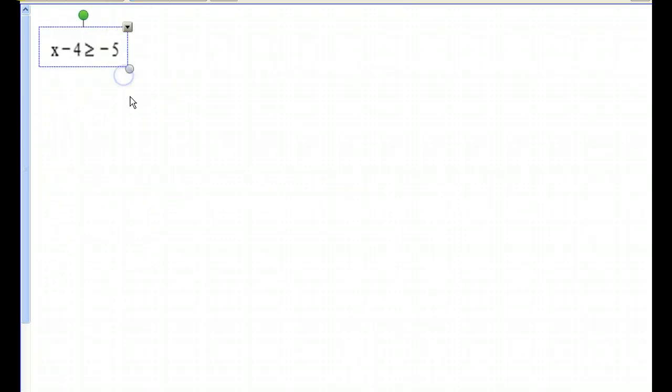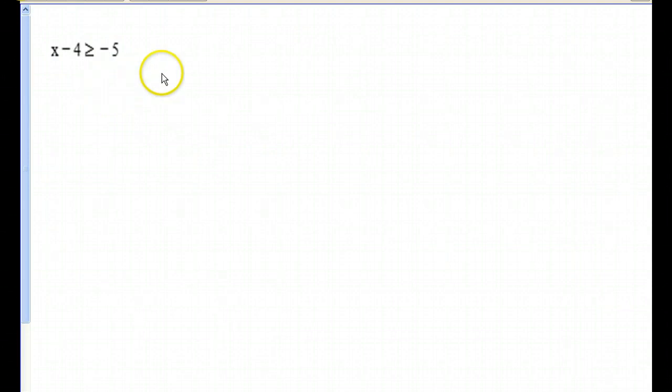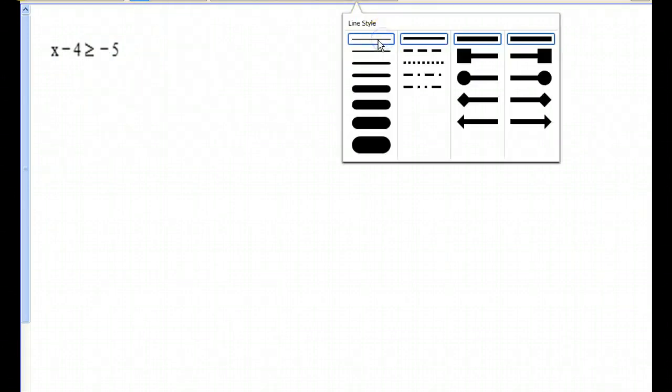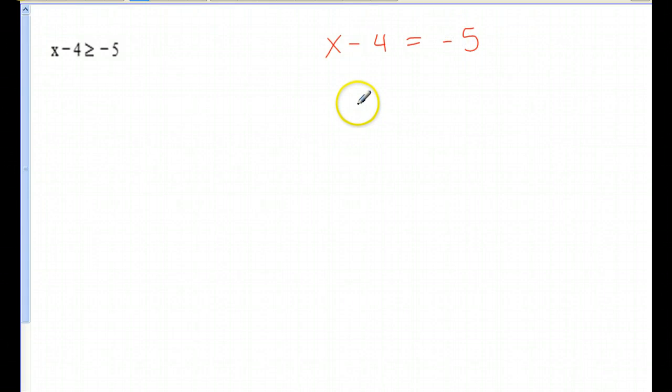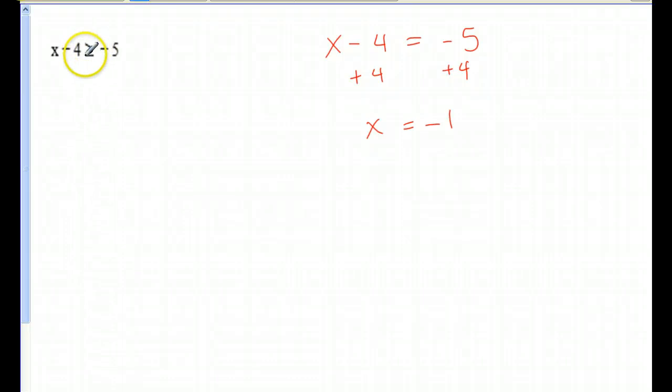Alright, now this is making our way towards an equation, or this is an inequality. What I want you to understand is you work these exactly the way you would work it if it were an equation. So if this were an equation, like we've been doing, I want to isolate the x. I add the 4 over, and I get x equals -1. The only thing different is right here in the middle is an inequality, greater than.